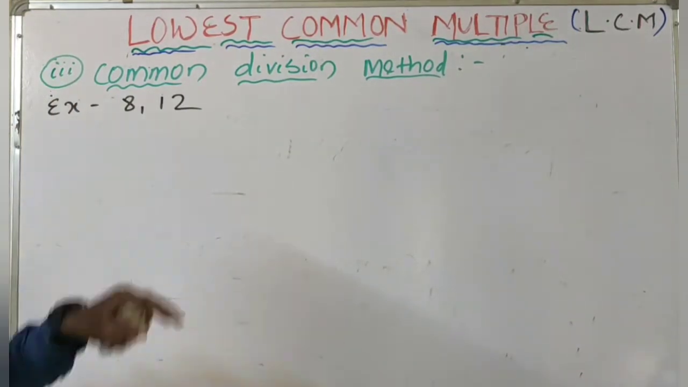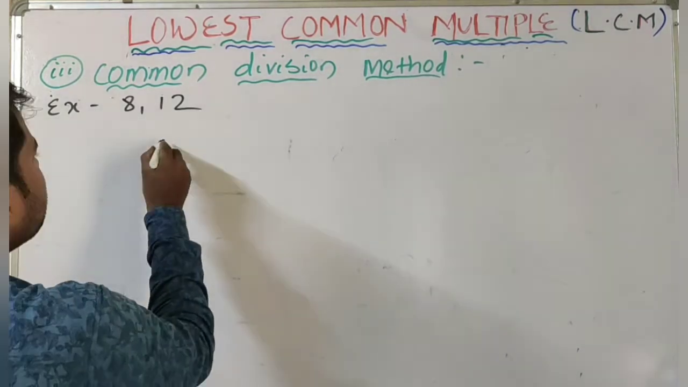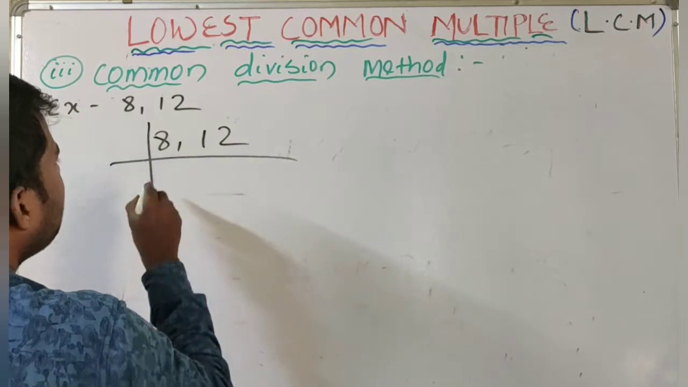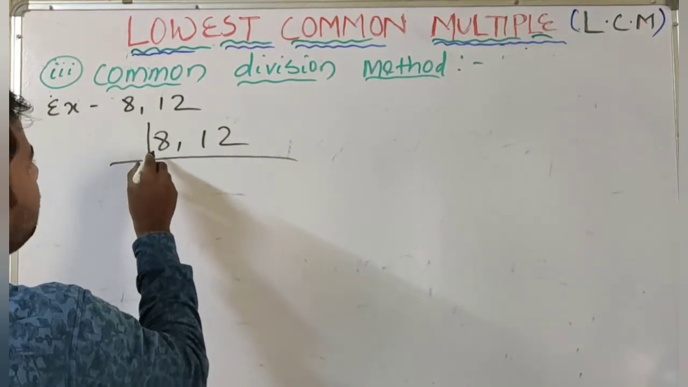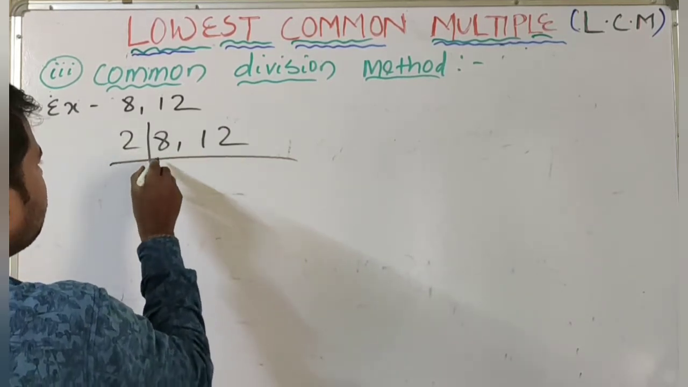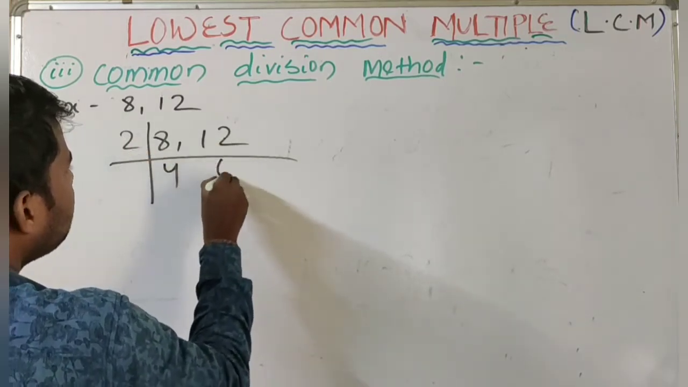Now we will learn how to find the LCM of two given numbers by using the common division method. For that I have taken two numbers, 8 and 12. Then we will take a prime number as a divisor which divides 8 and 12. So we will take 2. 8 divided by 2 will get 4. 12 divided by 2 will get 6.